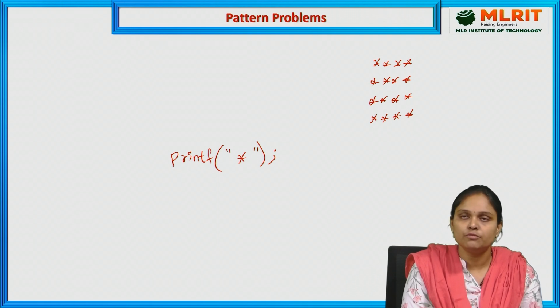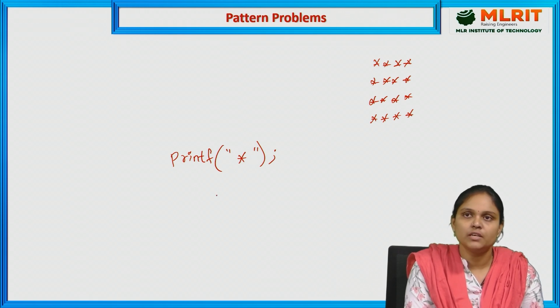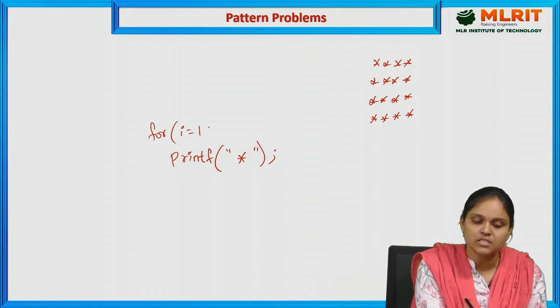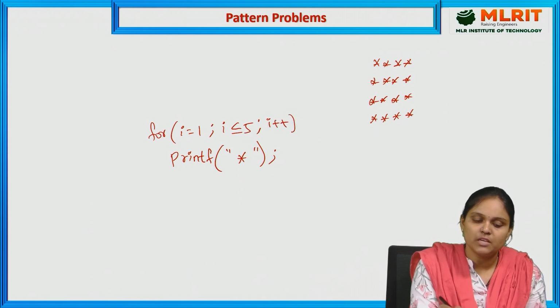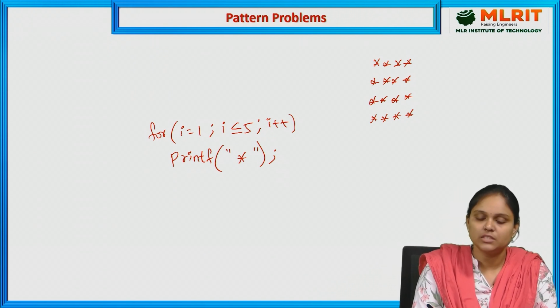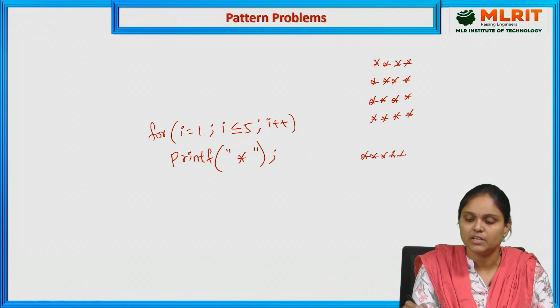And if you want to print 5 stars or 4 stars, at that time we use a for loop, and the same statement is inserted inside the for loop. Consider I want 5 stars. We start from i equals 1, and i less than or equals 5, and next i plus plus. By using these statements, we can print 5 stars in a row. This for loop prints one row of stars, so 5 stars will get printed.